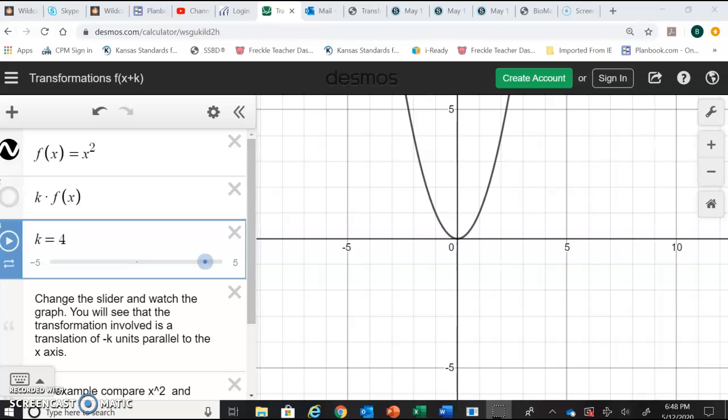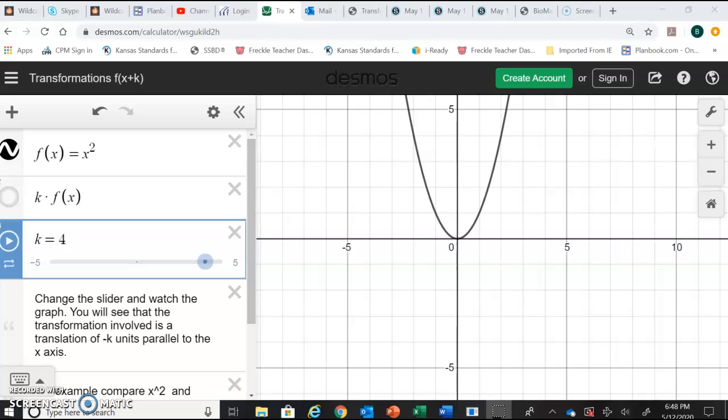This video will be over the transformation k times f of x, where k is multiplying by f of x and it's on the front of the transformation right there. You can see it. It's not in the parentheses. It's on the outside. It's k times f of x. So we're going to look at some different cases here. You're going to have quite a few notes to make. So we're going to try things out.